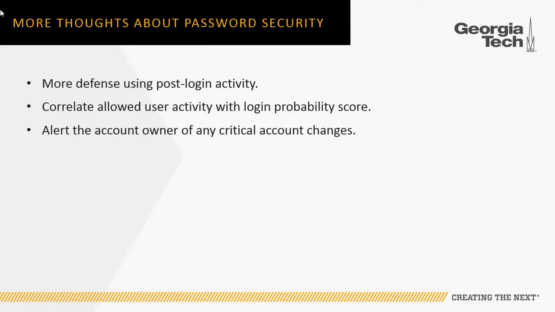And also I'm thinking we can correlate the allowed user activity with login probability score. So what does that mean? If it's a strong login, then you can do anything in your account. If it's a weak login, like from another IP address or from a different country, then even if the login is granted, we should limit the user ability, like limit the ability to change the email address or transfer money. And if they want to do this, they need further verification.